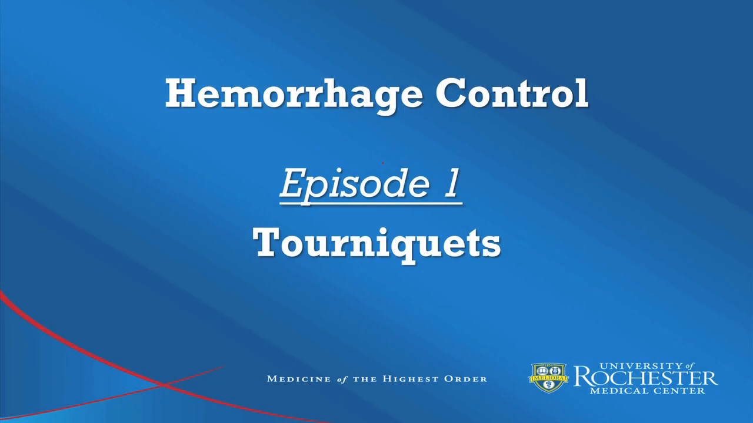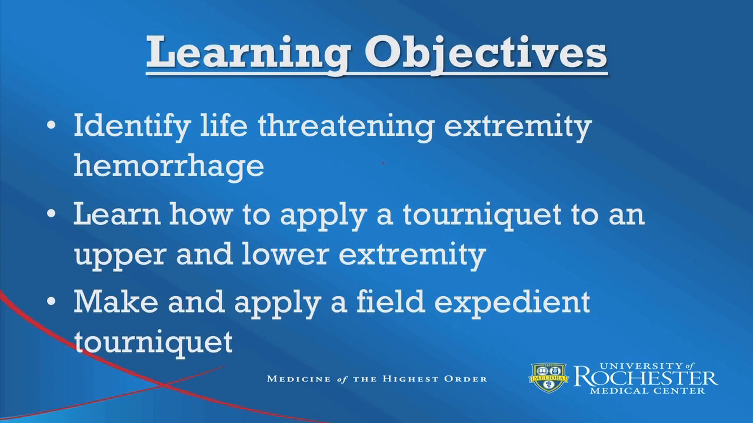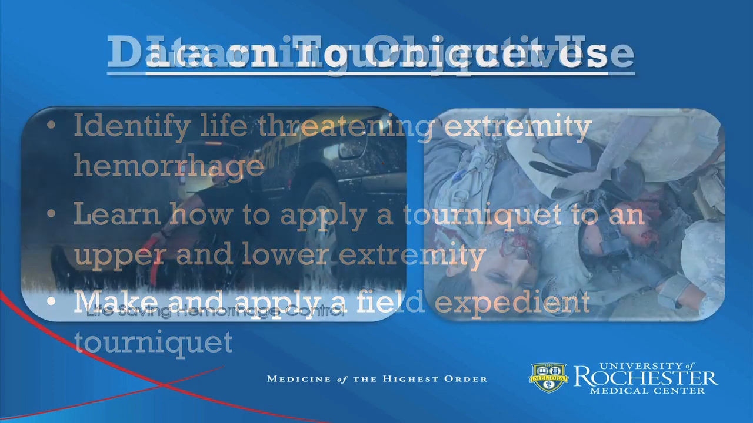This is Hemorrhage Control, Episode 1, Tourniquets. Our three main objectives in the use of tourniquets are identifying life-threatening extremity hemorrhage, learning how to apply a tourniquet to an upper and lower extremity, and instruction on how to make and apply a field expedient tourniquet.